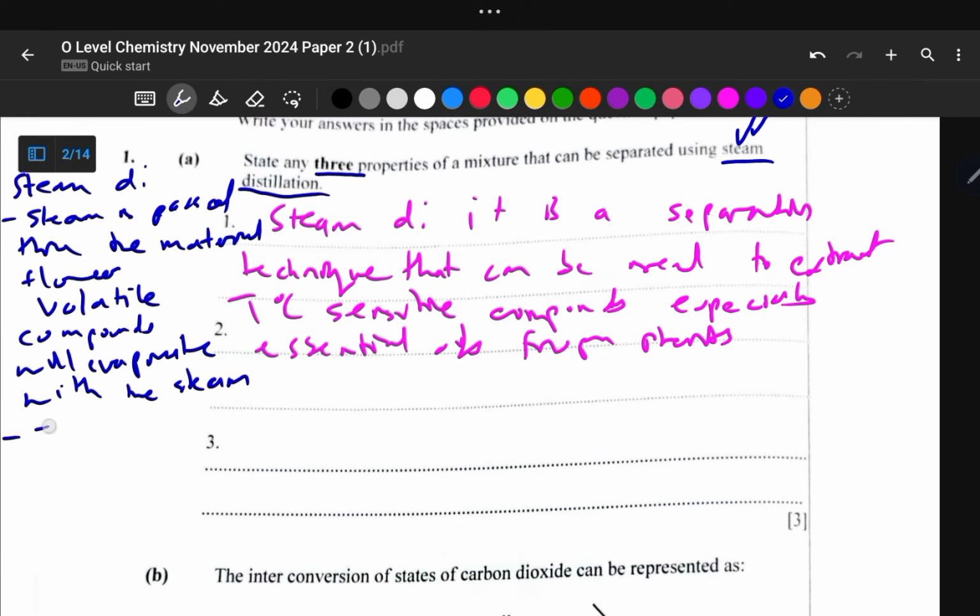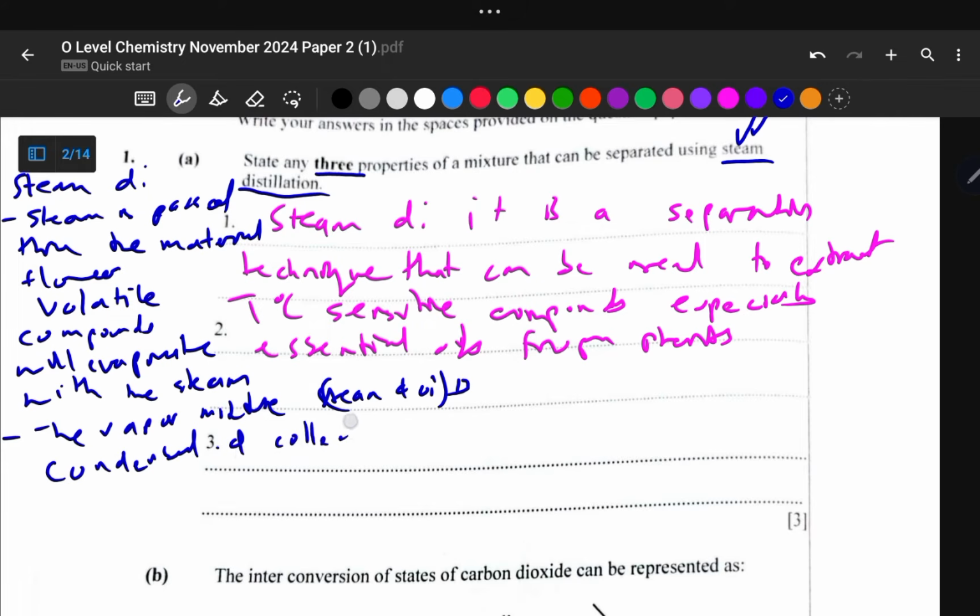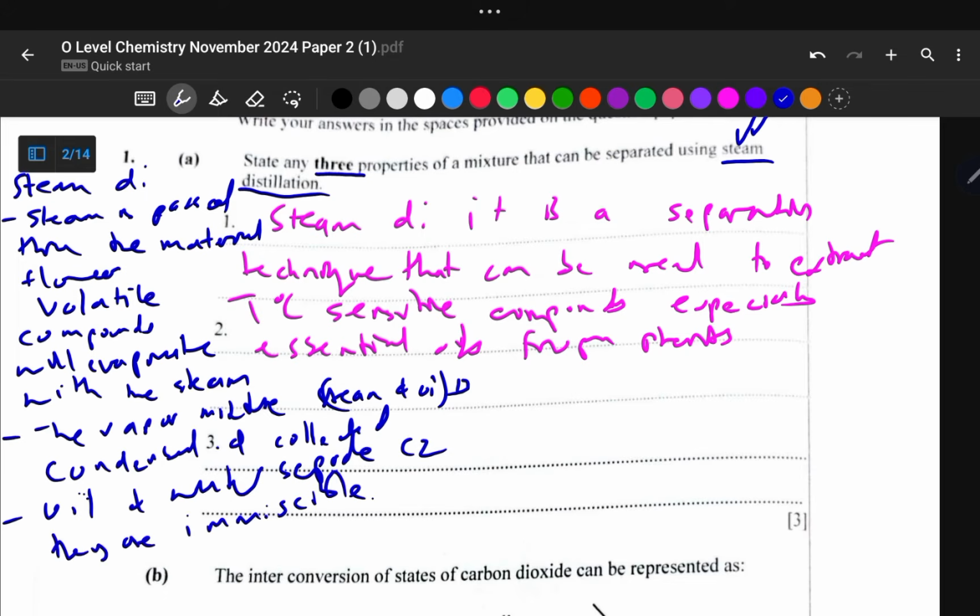And then the vapor mixture, right? The steam and the oil is condensed, and then it is collected, right? And then oil and water separate because they are immiscible. So this is the whole process of steam distillation.